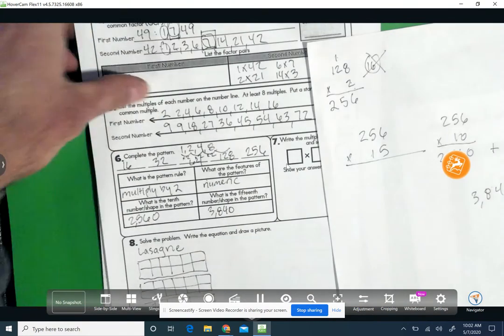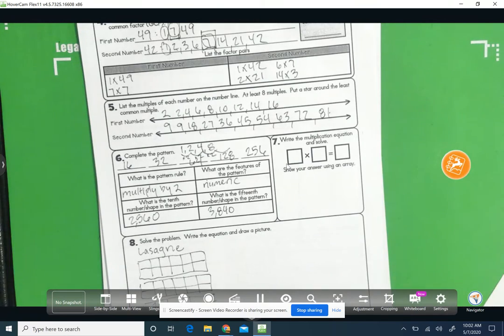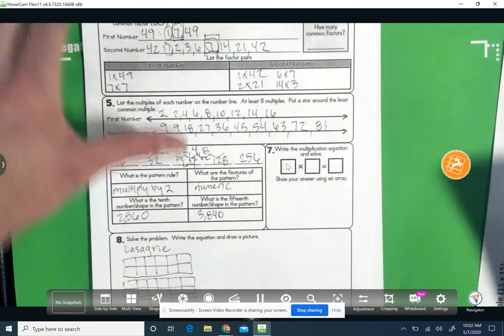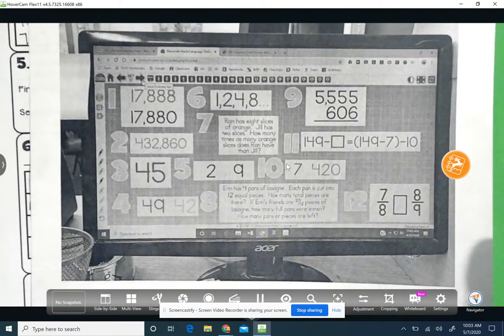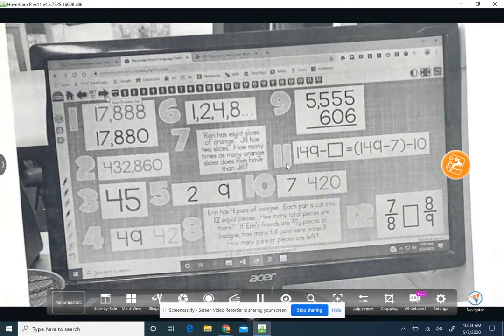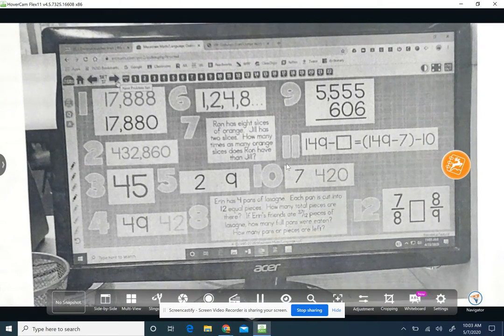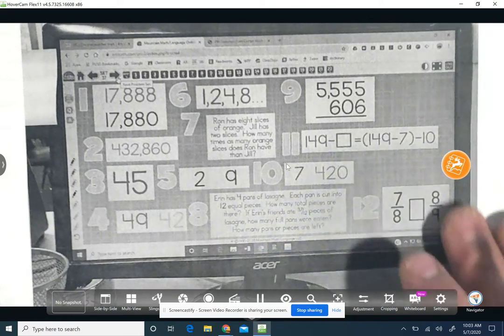Okay. All right. Number seven, we are going to refer to our document here that I provided with the numbers, and we have a situation. Ron has 8 slices of orange. Jill has 2 slices. How many times as many orange slices does Ron have than Jill?